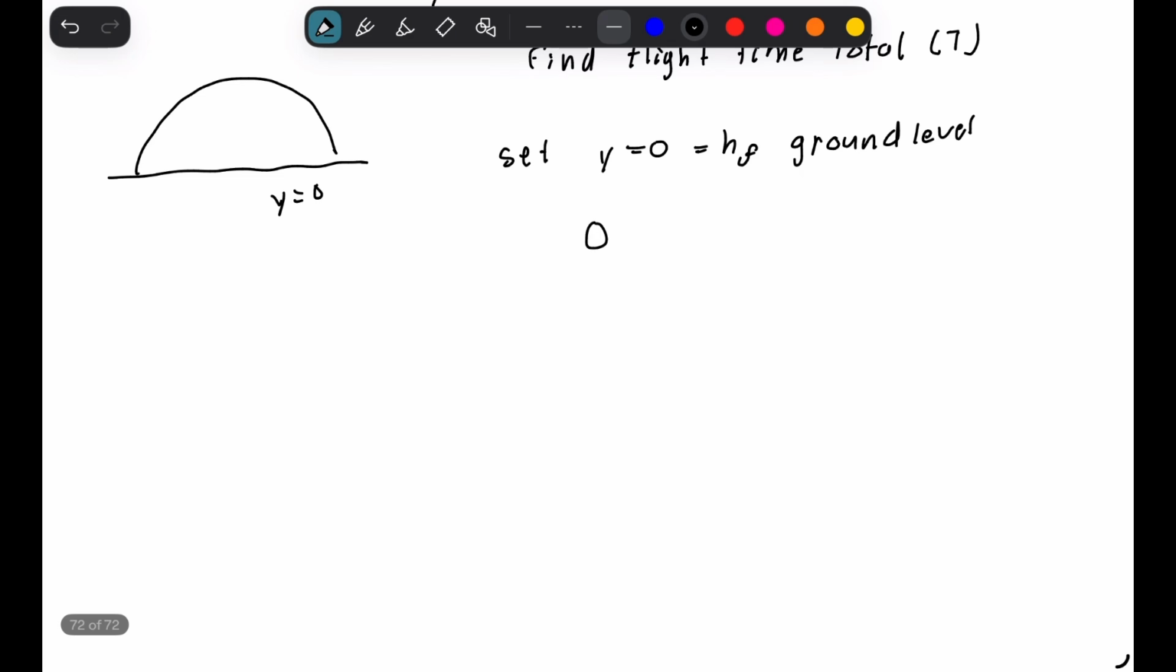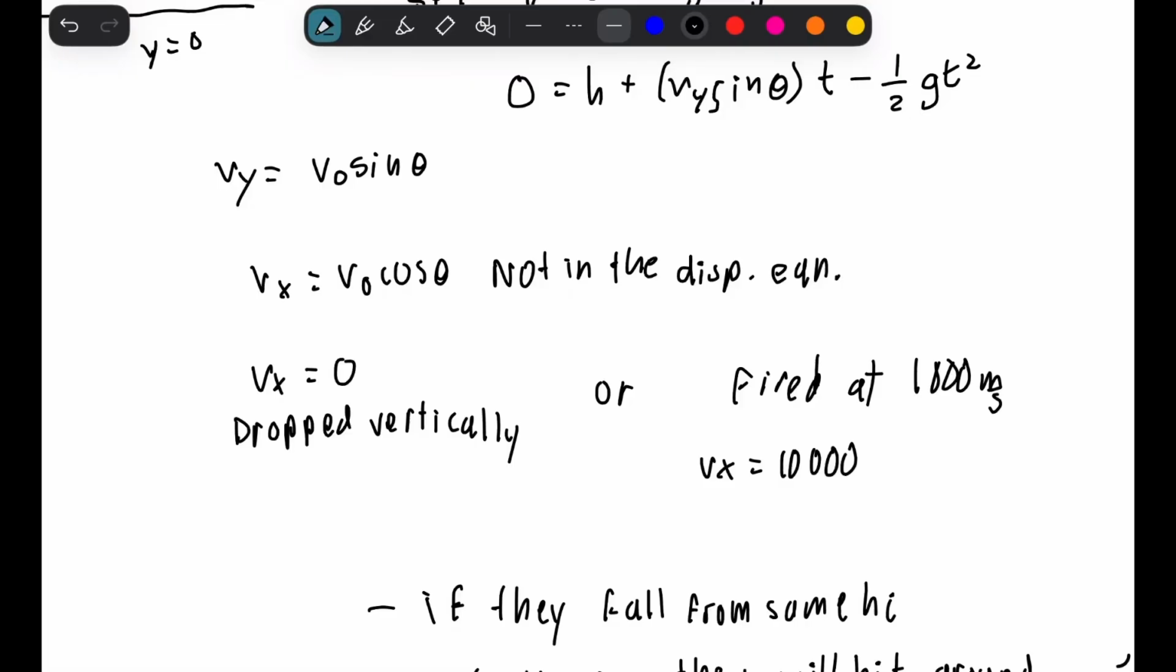Now, this is going to make our 0 equal to our y. That'll be h, and then instead of v y initial, we have v initial sine of theta, and this will be multiplied by t. We'll subtract this by 1/2 g t squared.